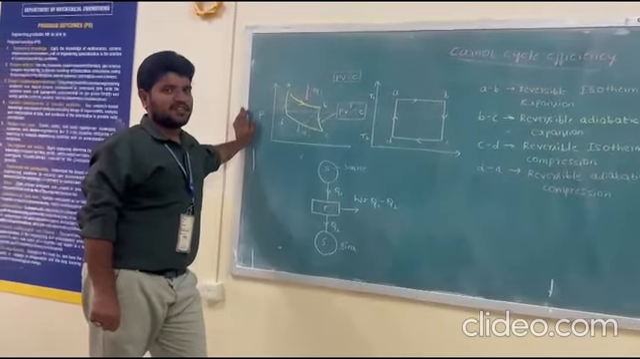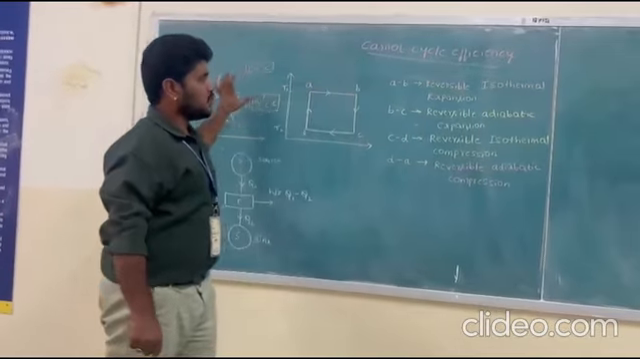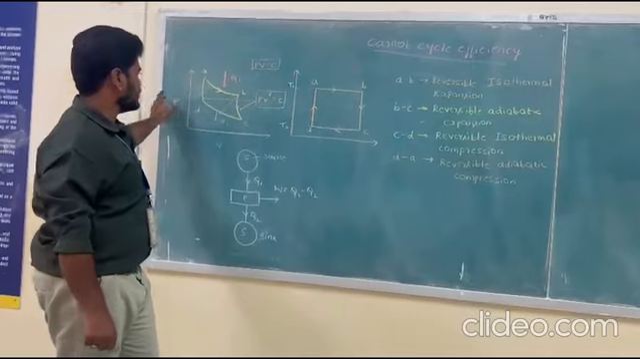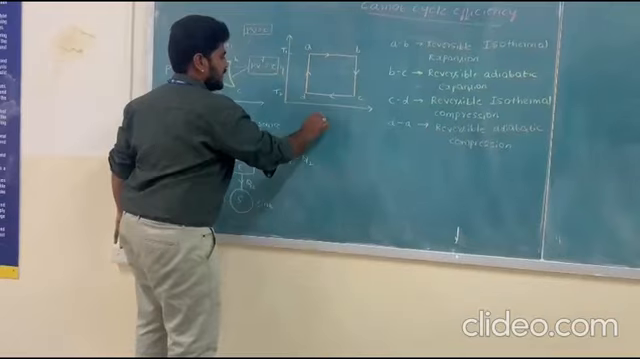Let us know about the Carnot cycle efficiency. Before going into this Carnot cycle efficiency, we should know how to draw the PV and TS diagram. This is the pressure volume diagram, and this is the temperature entropy diagram, the TS diagram.